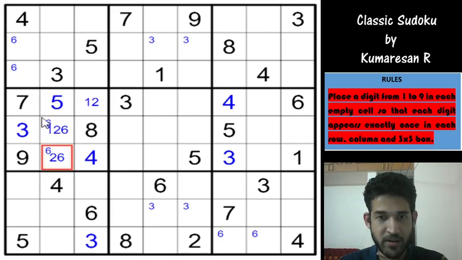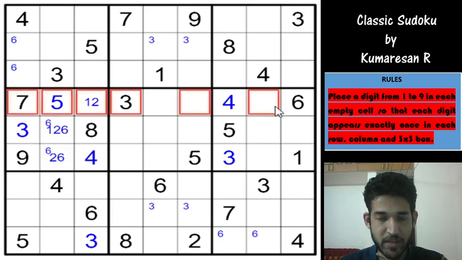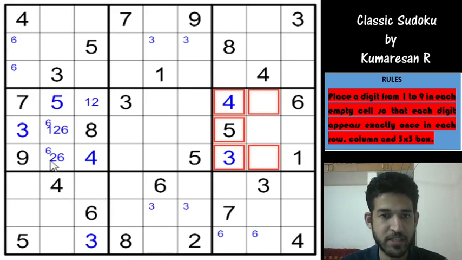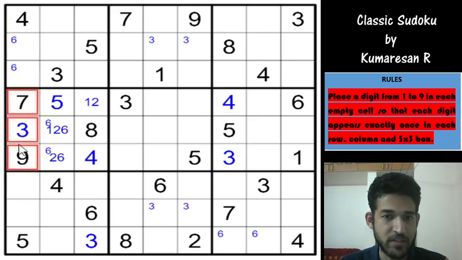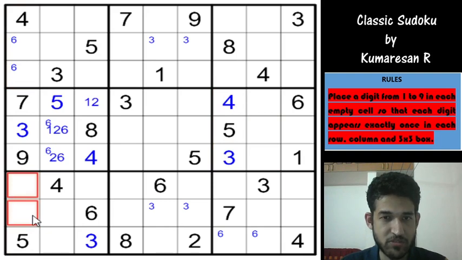So next we can look at maybe row 4, column 3, box 6, all appear interesting. Maybe let's look at column 1. 3, 7, 9, 4, 5 and 6. So these two cells would be 1, 2 and 8. No other candidates are possible there.